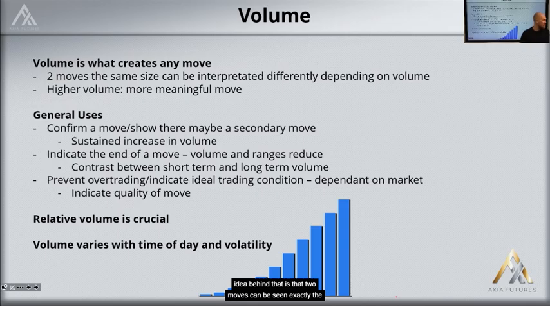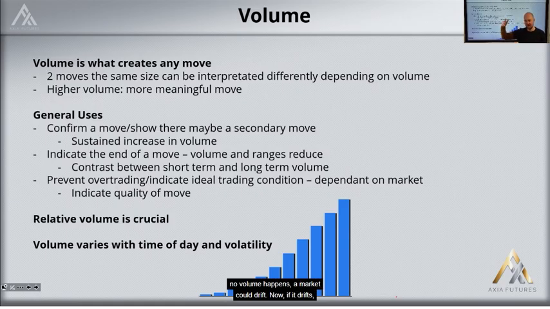And the whole idea behind that is that two moves can be seen exactly the same when you look at it on a candle. But one that has volume has so much more strength. And the reason for that, quite simply, is if volume has happened, people have been pushed into positions. Long, short, whichever way they've gone, people are now involved in this. So action has taken place to move. Whereas if no volume happens, a market could drift.